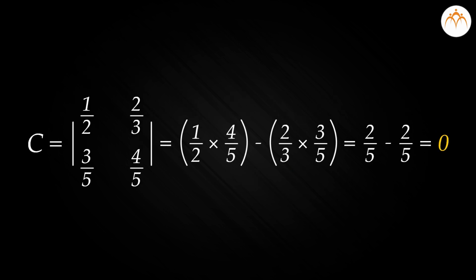Third example. Determinant C is equal to 1 upon 2 and 2 upon 3, 3 upon 5 and 4 upon 5. Therefore, C is equal to 1 upon 2 into 4 upon 5 minus 2 upon 3 into 3 upon 5 is equal to 2 upon 5 minus 2 upon 5 is equal to 0. You must have understood by now how to calculate the value of a determinant of order 2.